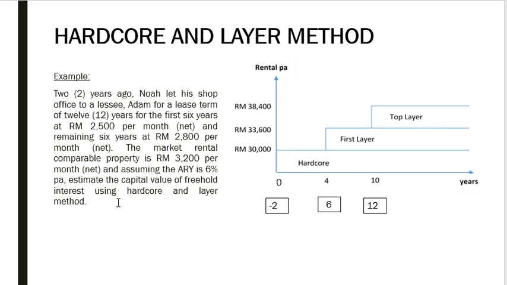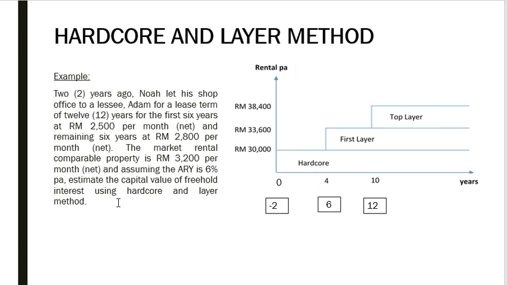Example: 2 years ago, Noah let his shop to a lessee. The lease is supposed to be for 12 years, whereby for the first 6 years the rental would be 2,500 per month, and for the other 6 years the rental would be 2,800 per month net. Meanwhile, the rental value would be 3,200 per month net.